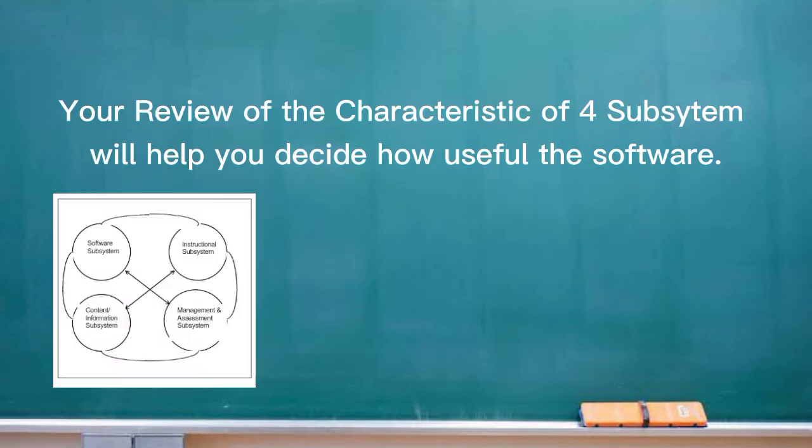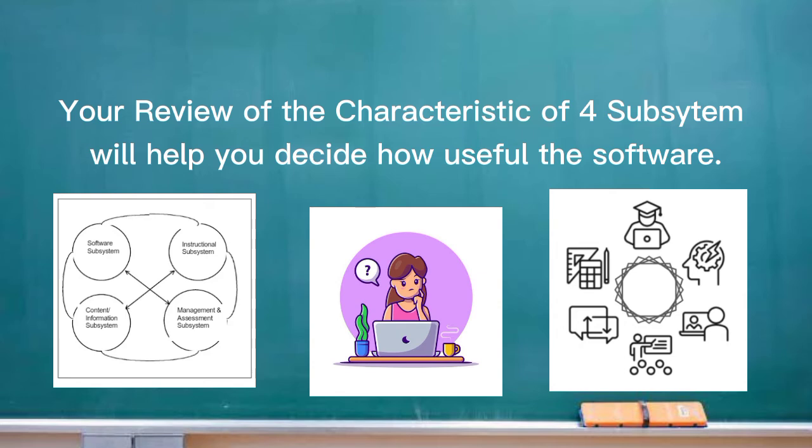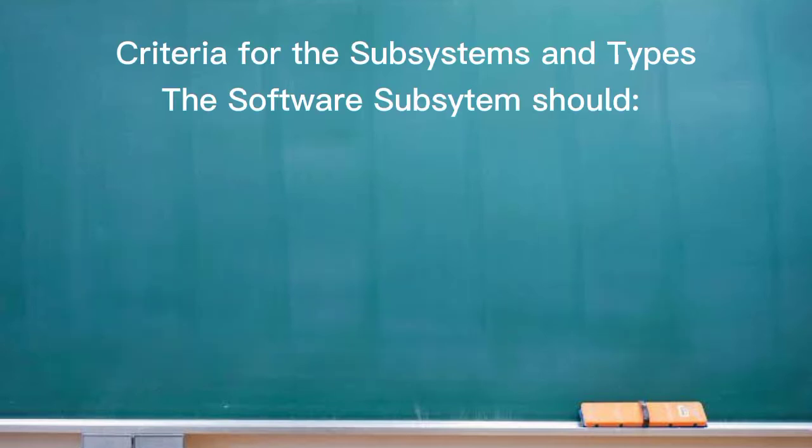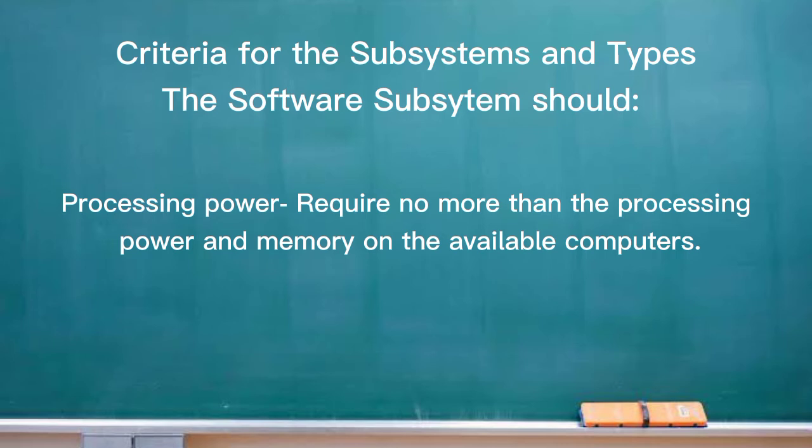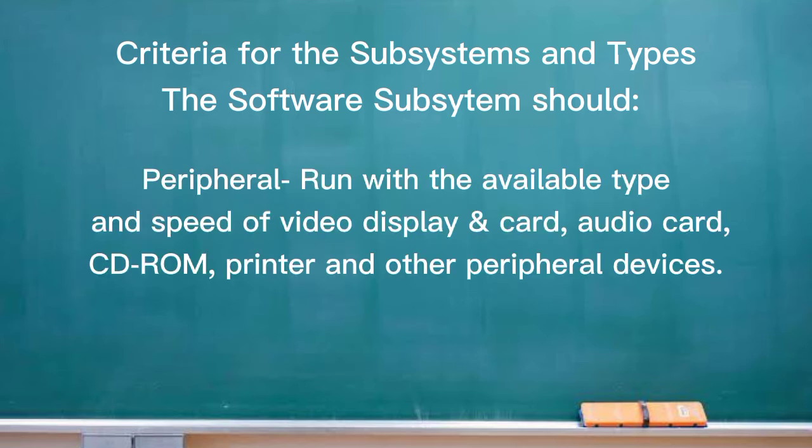Your review of the characteristics of the four subsystems will help you decide how useful the software will be for you. These are the criteria for a subsystem and types. The software subsystem should: Operating system, be compatible with the available operating system and version. Processing power, require no more than the processing power and memory on the available computers. Peripheral, run with the available types and speed of video display card, audio card, CD-ROM, printer, and other peripheral devices.